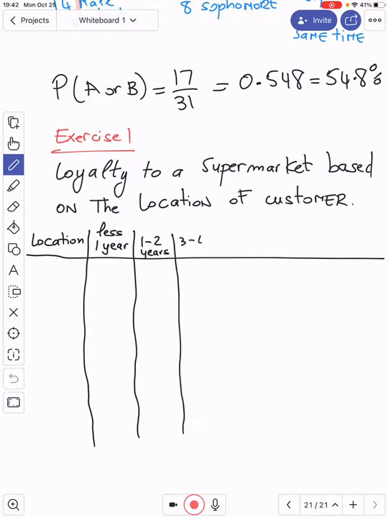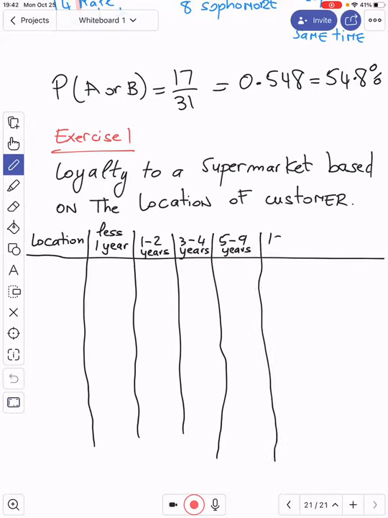Between 3 and 4. Between 5 and 9. Between 5 and 9 years. Then we have between 10 and 14 years. And then we have more than 15 years.